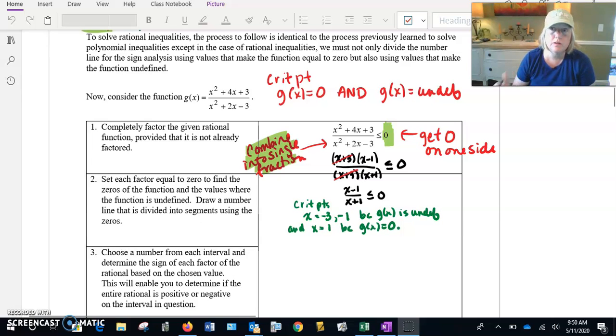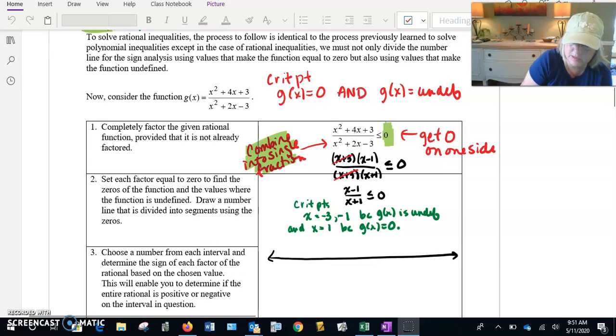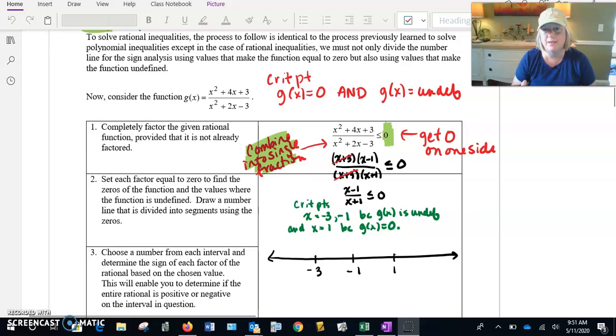And then once you get the critical points, now you're going to do the sign chart analysis. So we're going to draw our number line. And then on this number line, we're going to put these three critical values. And so our three critical values are starting over here. So we have a -3, a -1, and a 1. And again, I don't worry about spacing because it's really not that important.